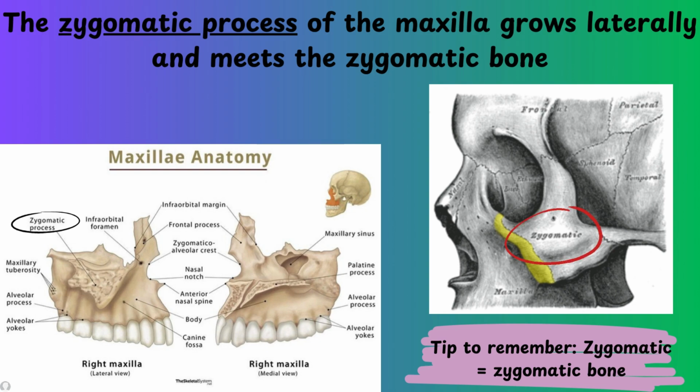The zygomatic process of the maxilla grows laterally. As you can see, the yellow area is the zygomatic process, and it meets with the zygomatic bone. As the name suggests, zygomatic process equals zygomatic bone. So it grows laterally on your face. Where exactly? On your cheeks, just below your eyes, is the zygomatic process.